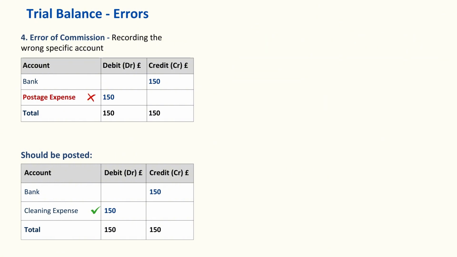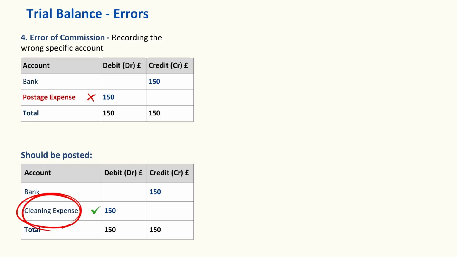Next type of error is error of commission. Error of commission is when the entry is posted to the correct type of account, but to the wrong specific account within that category. The amount is correct, the debit and credit direction is correct, but the bookkeeper chooses the wrong actual account. Simple example, the business pays £150 for cleaning supplies.